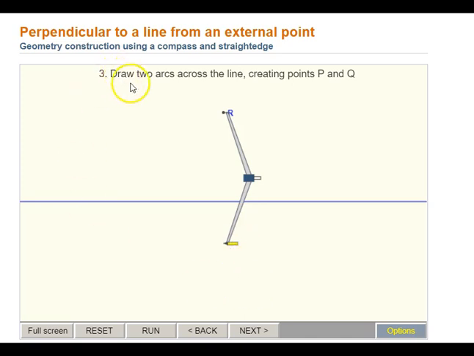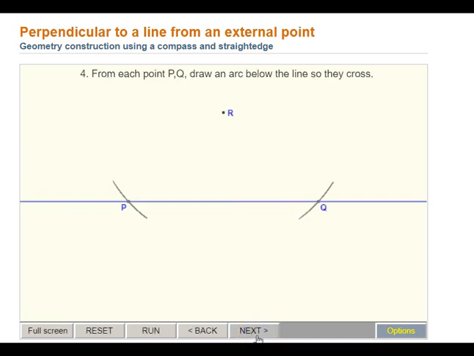Now we'll be drawing two arcs across the line, creating points P and Q. So that will be P, and there you have Q. From each point, P and Q, draw an arc below the line so they cross.